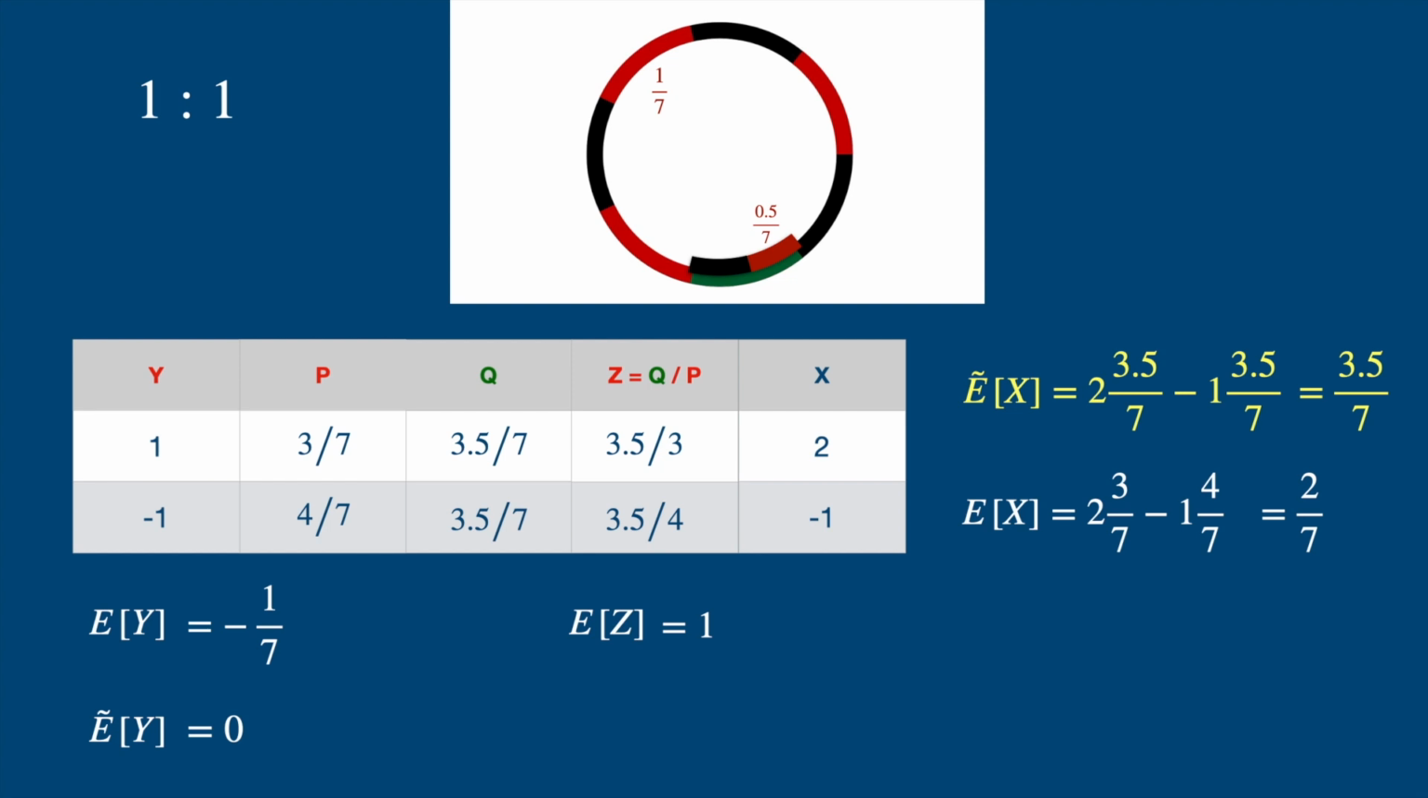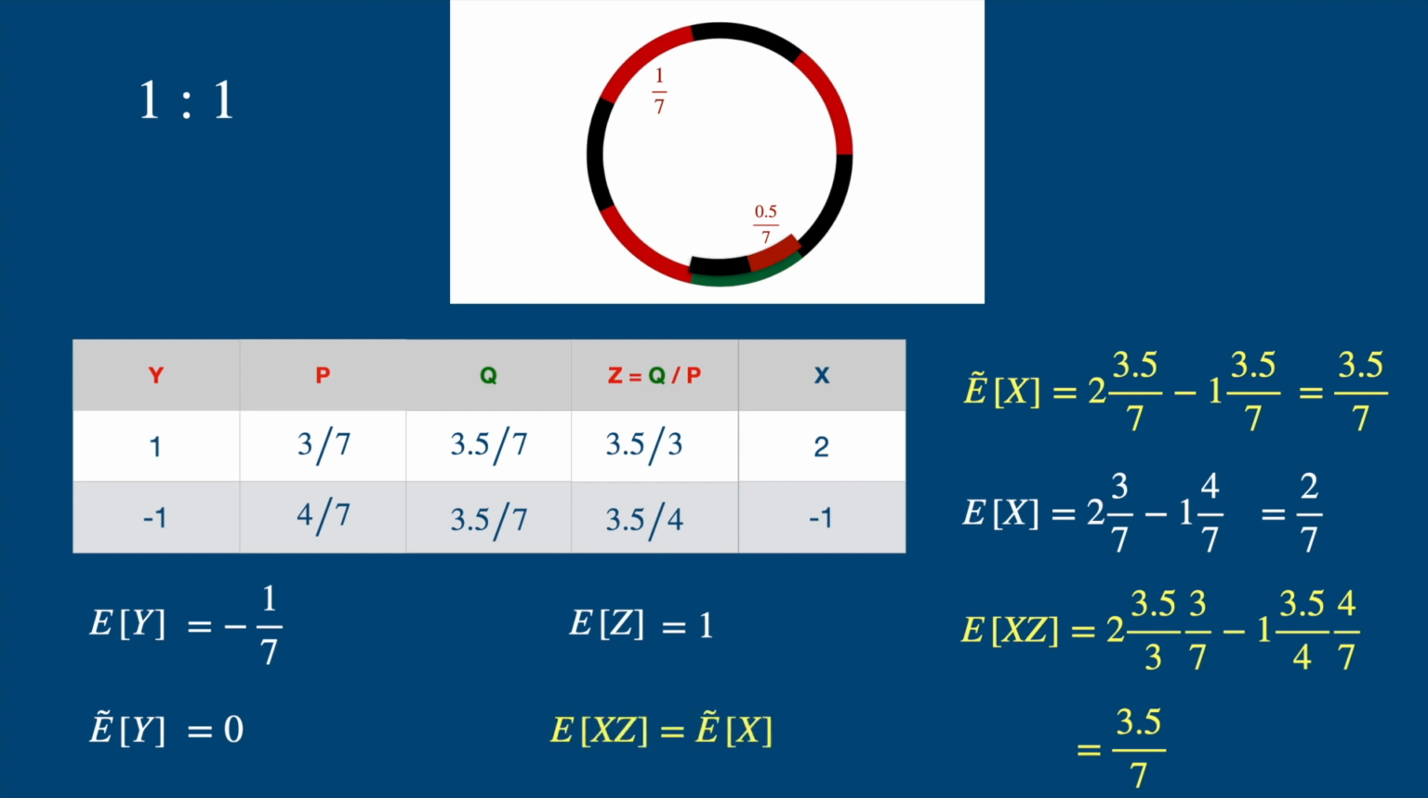To see, let's create a new variable as X times Z. So we multiply X by the Radon-Nikodym derivative, and then the expected value is just values of this expression times the probabilities. The 3's and 4's cancel, and 2 minus 1 equals 1. So we get 3.5 divided by 7, which is exactly the expected value of X under measure Q that we saw before. So we can see the expected value of X times Z under the probability measure P is equal to the expected value of X under the measure Q.